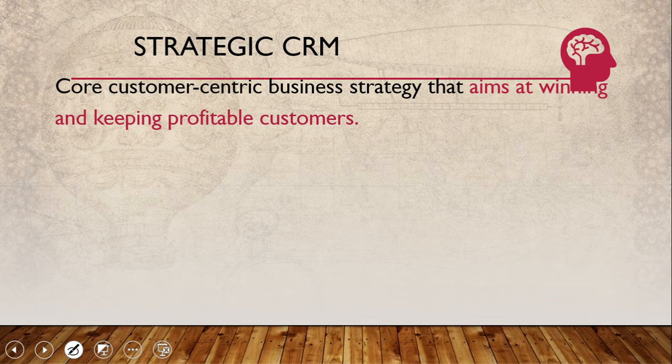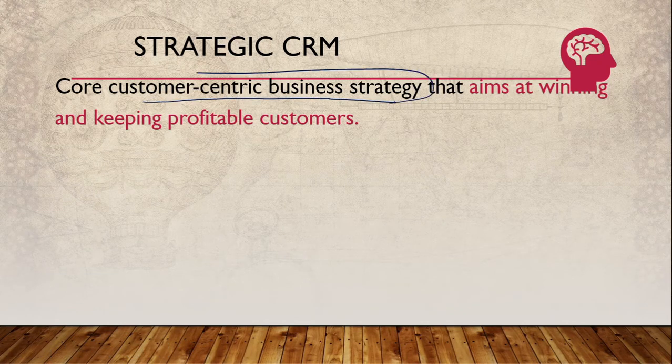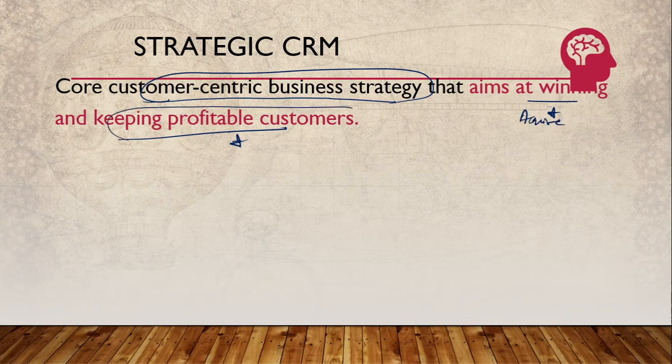So the strategic CRM is a core customer centric business strategy that aims at winning and keeping profitable customers. So this is the key. First of all, we need to acquire the customers, and also we need to keep the profitable customers. Not all the customers are important. We have discussed in our previous chapters also, but we need to retain the profitable customers. So this is the main idea of strategic CRM.